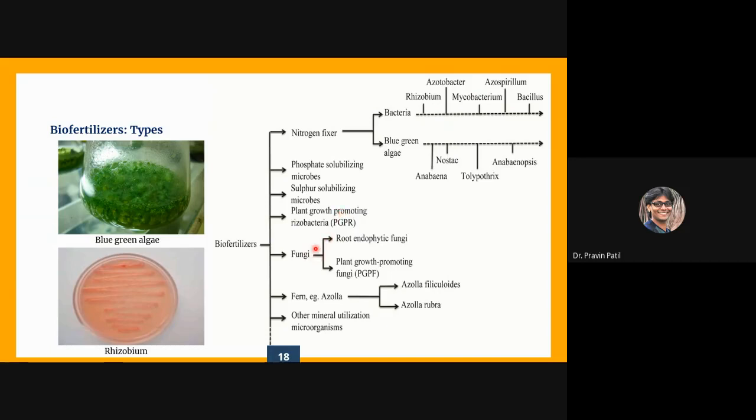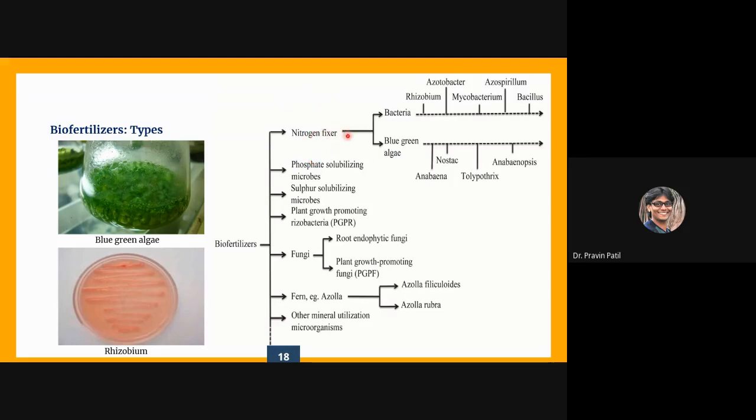Similarly, there are several types of fungi involved, which are also subcategorized into root endophytic fungi as well as plant growth promoting fungi. They help promote the growth of the plant. Then there is azolla fern. Ferns are vascular plants. They can reproduce with the help of spore formation. Then nitrogen fixers and phosphate solubilizing microbes are the major categories.